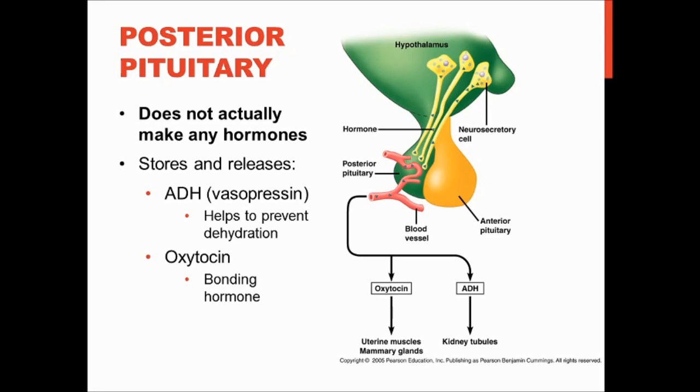The posterior pituitary also secretes oxytocin, which is a bonding hormone. It's used in both bonding with romantic partners, with babies. When women are going through labor, oxytocin is what gives them contractions. It's also what allows them to bond with their babies post-birth. So sometimes when they have postpartum depression, there might be some deficiency in oxytocin.